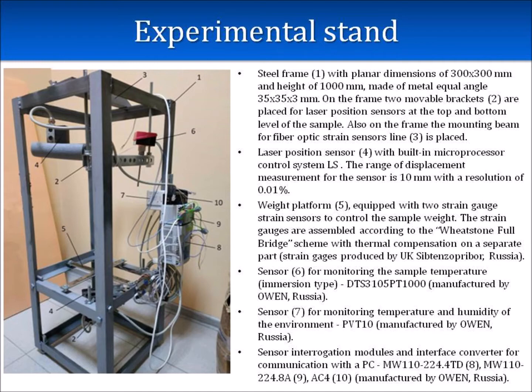Laser position sensor with built-in microprocessor control system LS. The range of the displacement measurement for the sensor is 10 mm. A weight platform is equipped with two strain gauge sensors to control the sample weight. The strain gauges are assembled according to the Wheatstone full bridge scheme with thermal compensation on a separate part. A sensor for measuring the sample temperature and a sensor for measuring temperature and humidity are also installed.